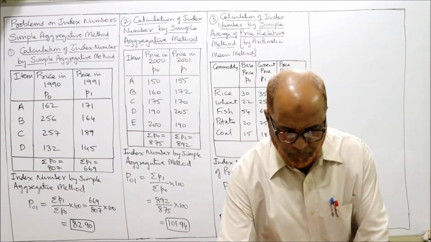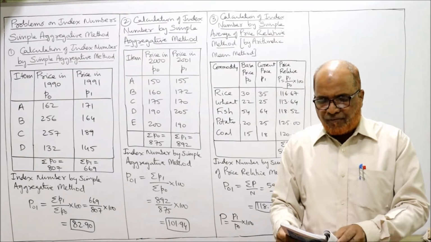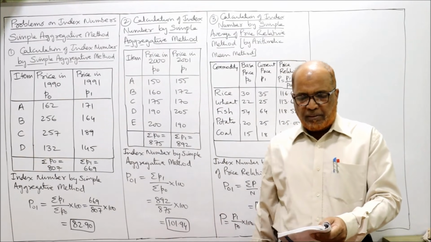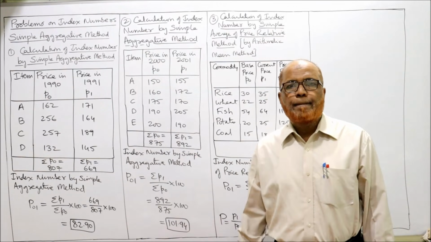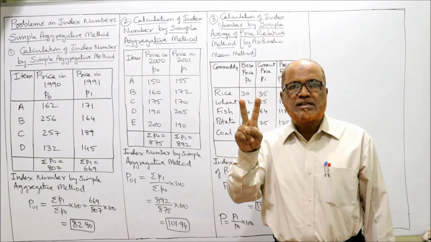Now next, third, problem number 3. Find by arithmetic mean method the index number from the following data. Now this is a second method. Unweighted methods में 2 methods हैं.